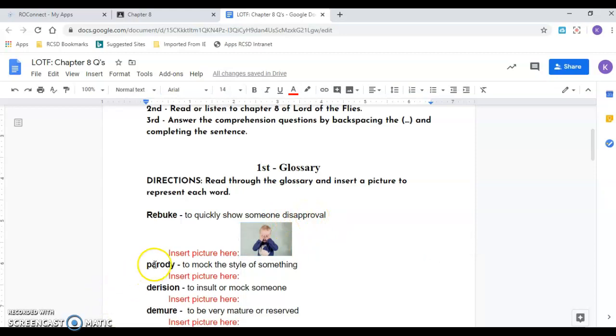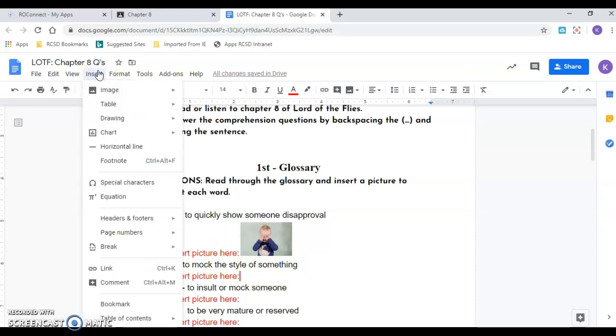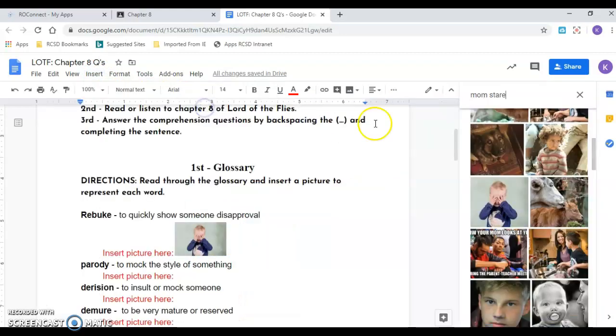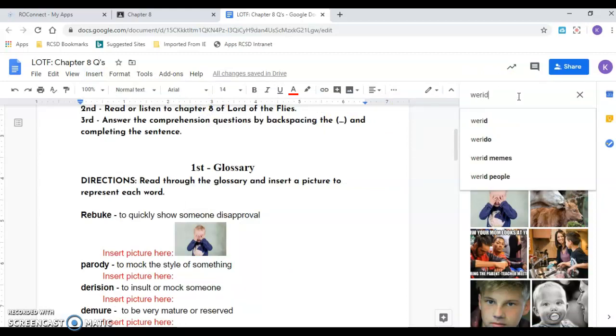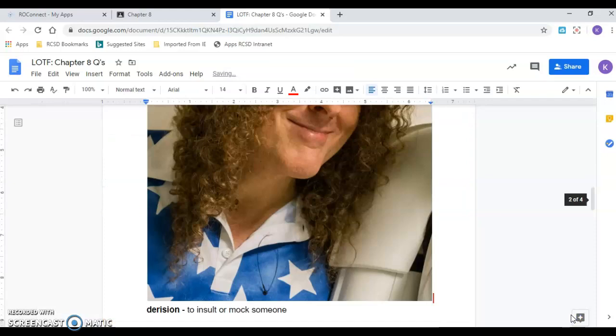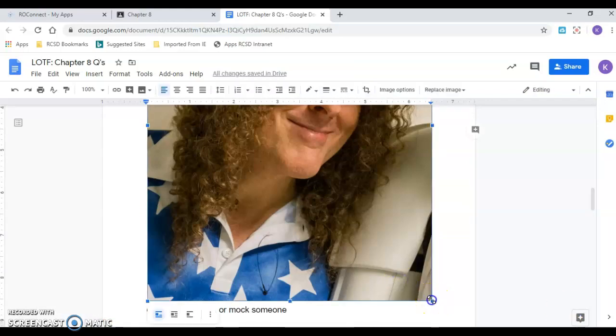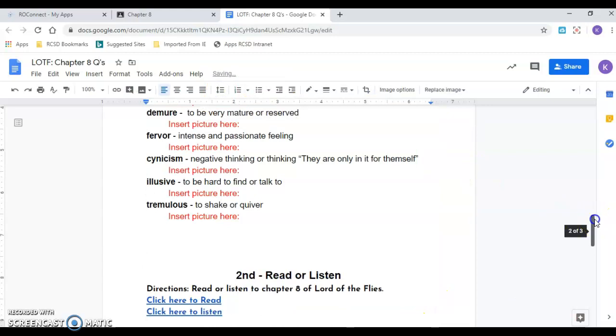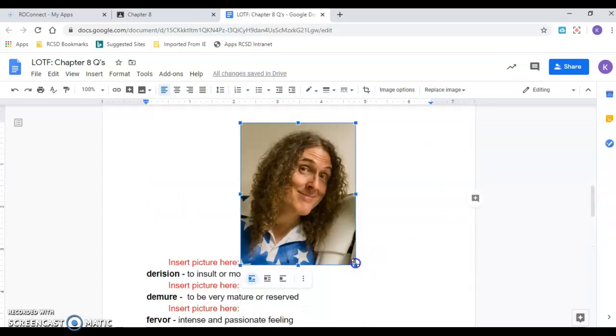Okay, a parody is to mock the style of something. So I immediately think of, for me, is the parody artist, Weird Al, but you definitely can look up many different other parody artists if you know a different one. I'm spelling weird wrong. You look up Weird Al and put in a picture of him. Because he's a parody. That's his whole thing. How he makes money is he mocks something. He mocks the style of things or the style of different musics and things. That's how he became famous, was just mocking things.